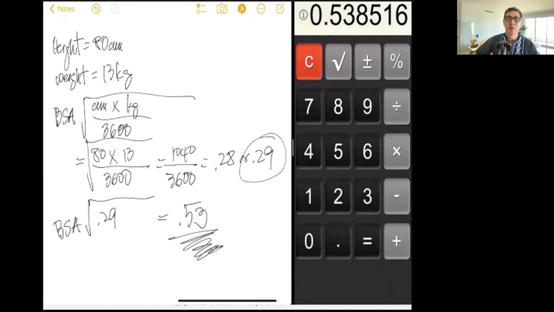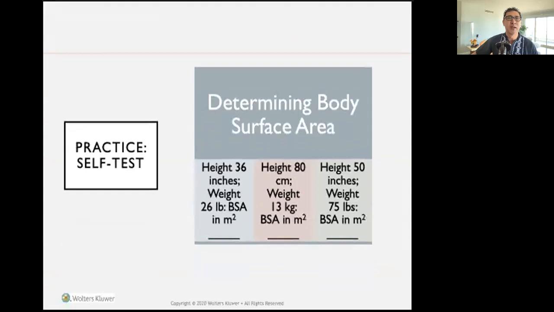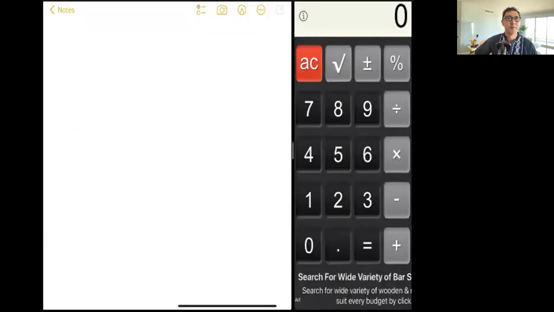This one's fairly straightforward. Next question is this one to the right, where it's given to you in inches. You already know I'm going to have to convert that into centimeters, and pounds I need in kilograms. Let's work that out. My height is 50 inches. I need that in centimeters. Weight is 75 pounds. I need that in kilograms.